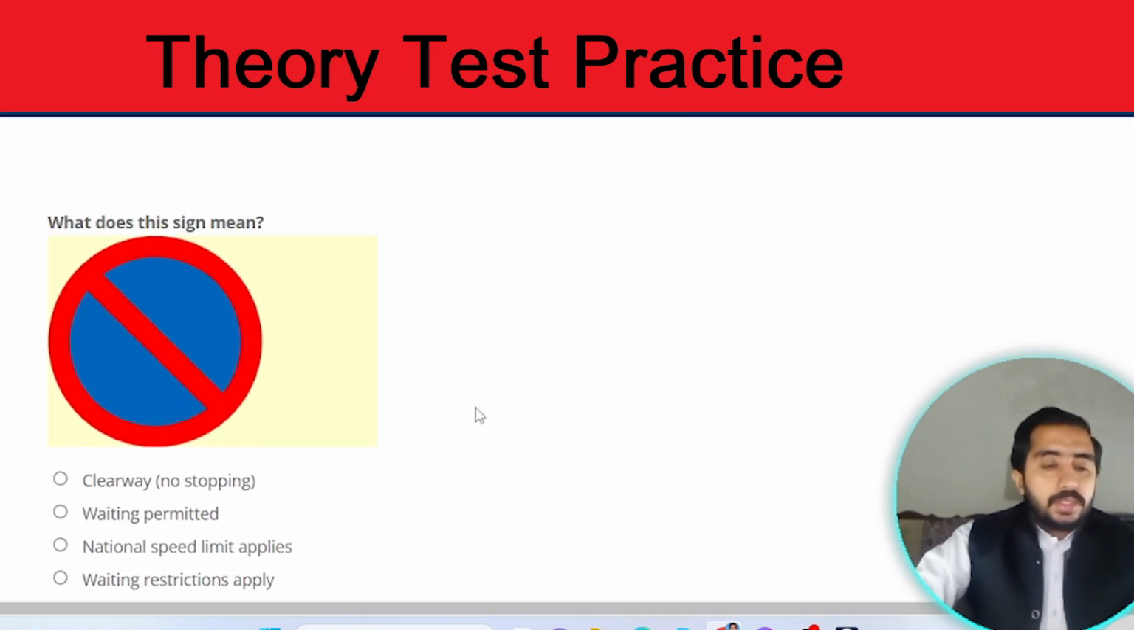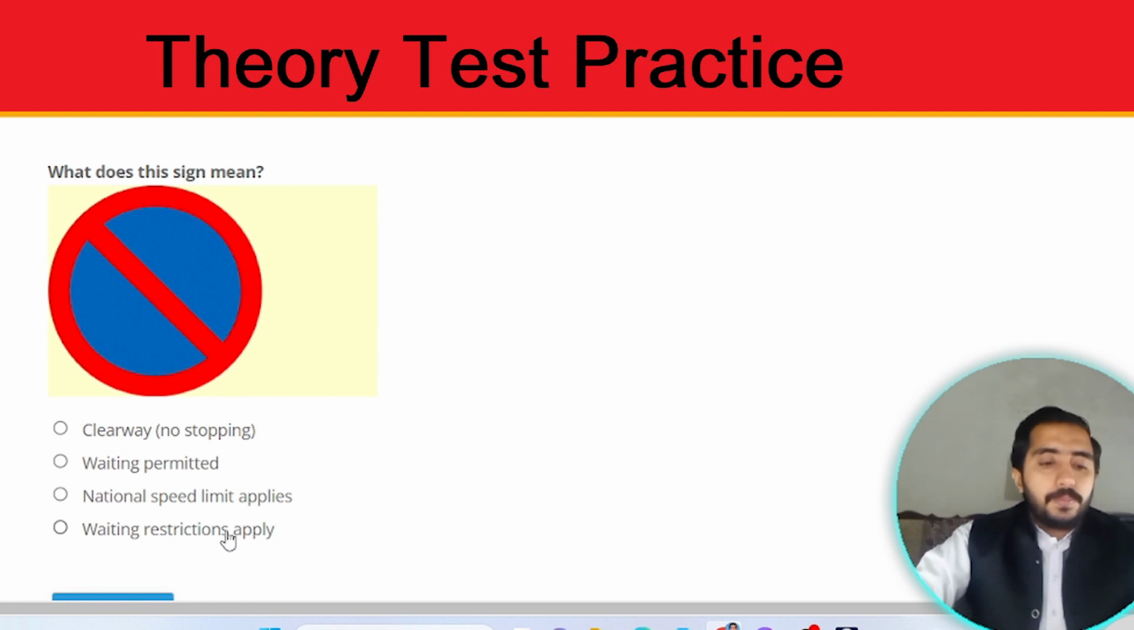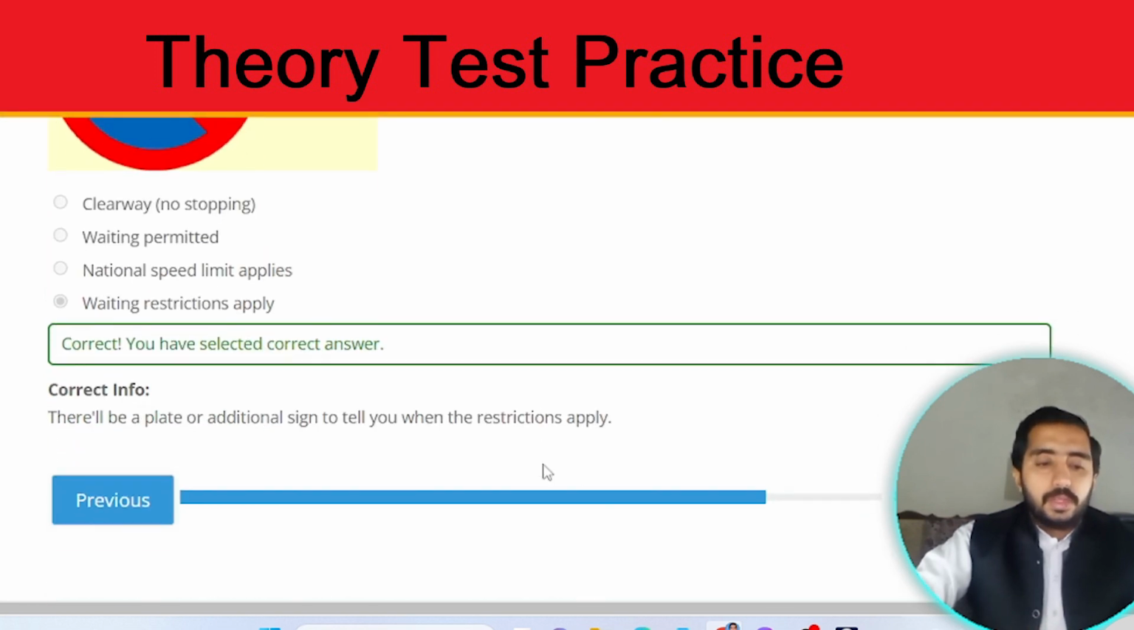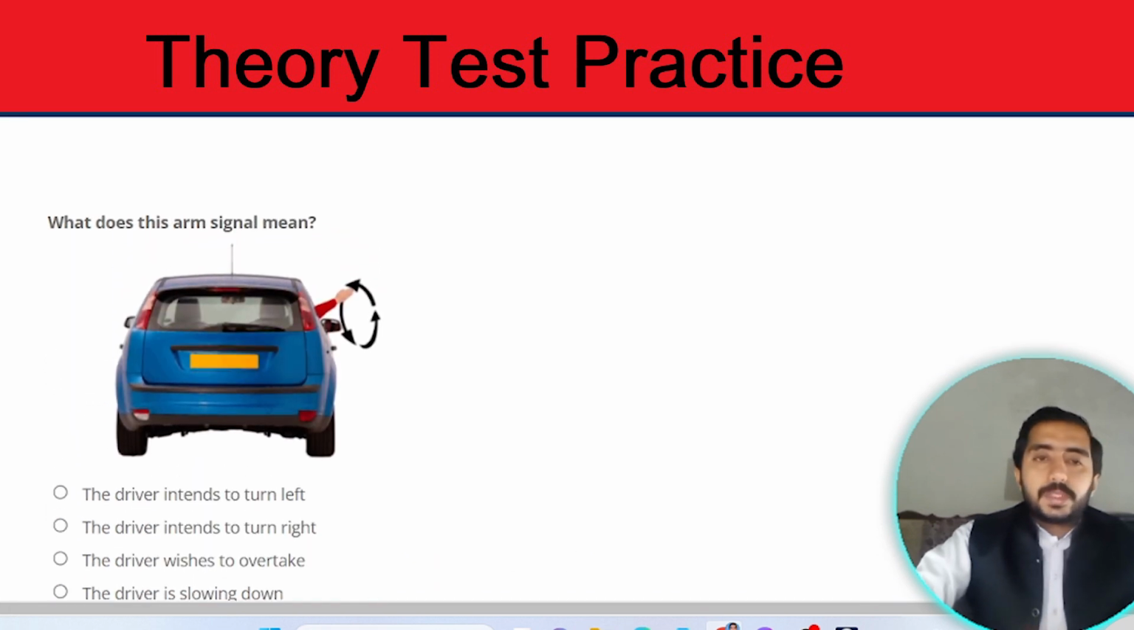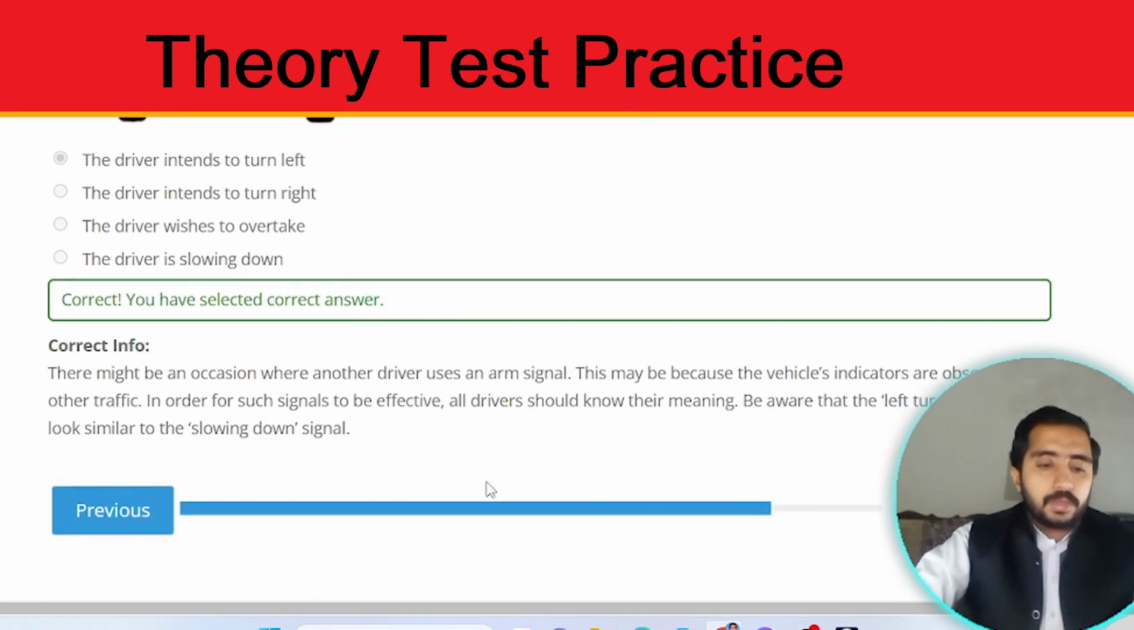Next one, and this symbol represents that waiting restrictions apply. Option D is the correct one. Next question. What does this arm signal mean? This signal means the driver intends to turn left. Option A is the correct option.